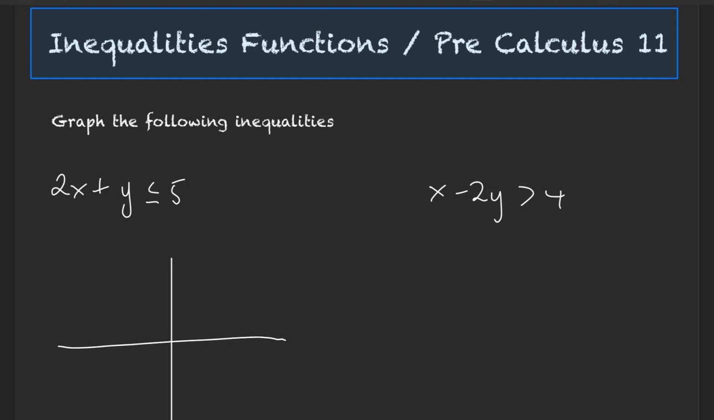These are linear, so the first thing we can do is solve this in y equals mx plus b form. So that's going to be just minus 2x plus 5, just move the 2x over. We know that has a y-intercept of plus 5 and a slope of negative 2. You can make your graphs more accurate, but the point here I want to make is how to do the inequality graph.